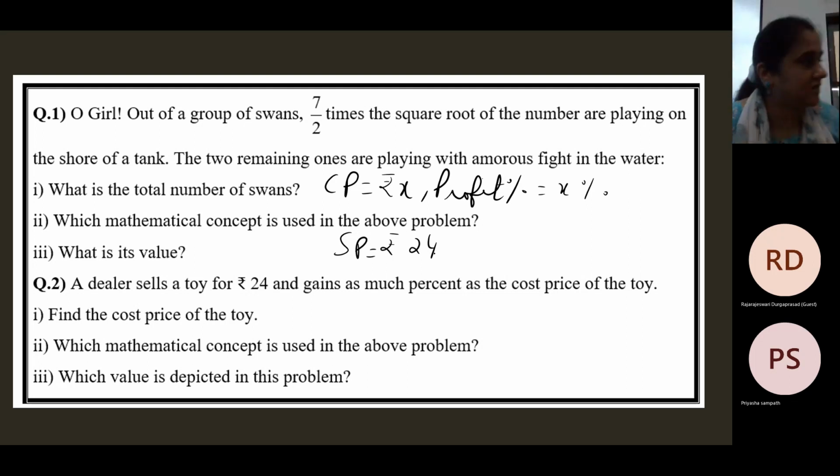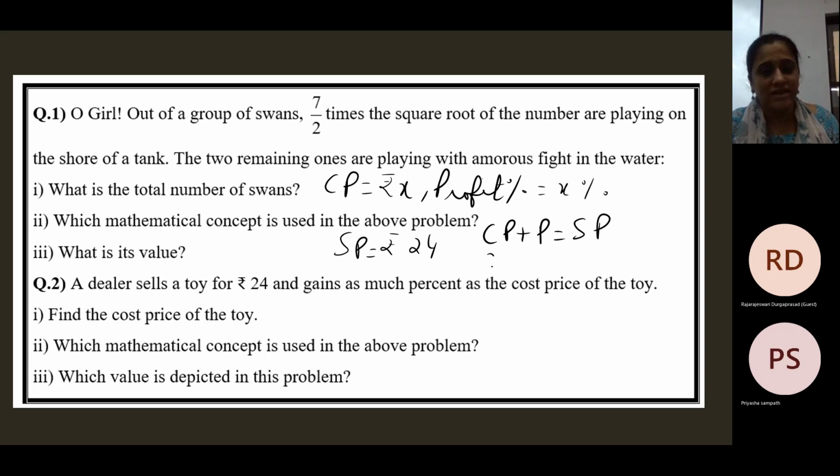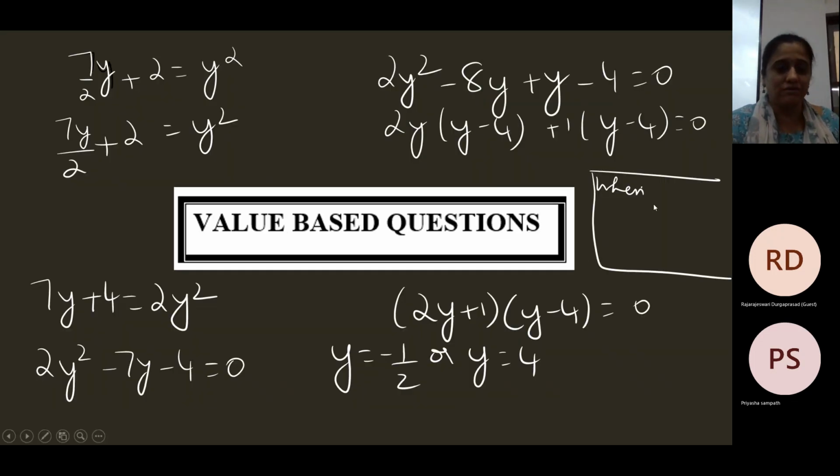What is the equation that connects CP, profit and selling price? Cost price plus the profit is equal to the selling price. That's the equation. What is the cost price? X. What is the profit? X percent of X. Sorry, profit is X percent of the CP. Okay, 1 minute. Let me just take a different slide and work it.